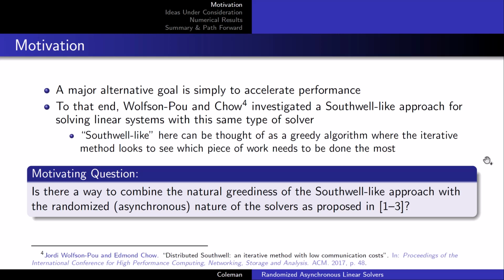All of the techniques tend to divide the work into equal parts, but not all of those parts have the same contribution to the remaining error. So the motivating question for all of this research is: is there a way to combine the natural greediness of the Southwell-like approach with the randomized and possibly asynchronous nature of the solvers that were proposed on the last page?